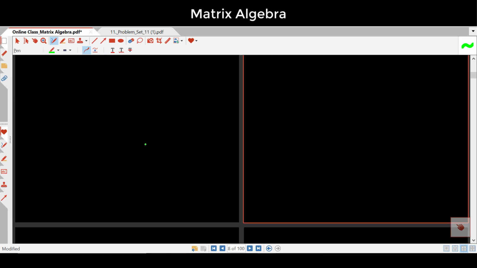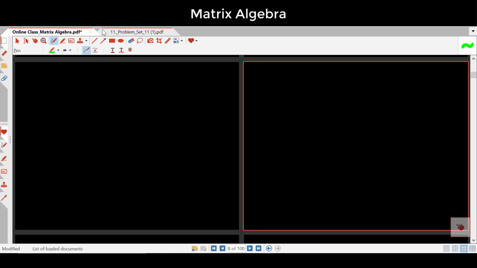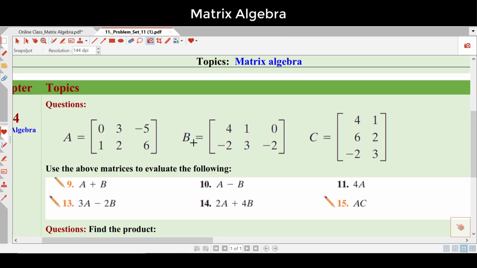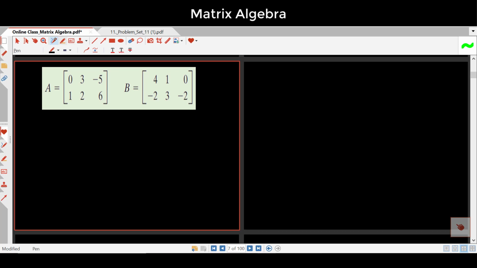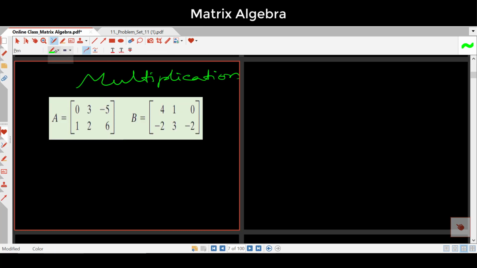Suppose you have two matrices, same A minus B. Now suppose you were asked to multiply A and B. So we are learning now multiplication. So multiplication of two matrices has a rule. You have to follow the rule, then only it is possible to multiply. So we have been asked to find the multiplication A and B. So multiplication is possible or not, we have to check at first.